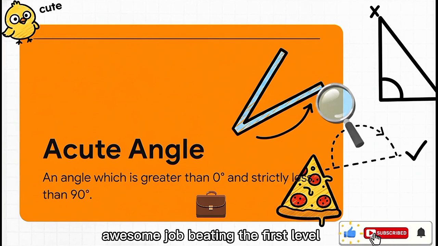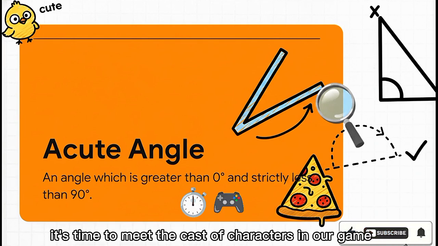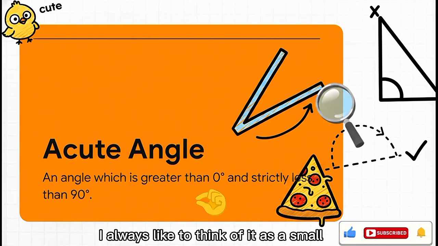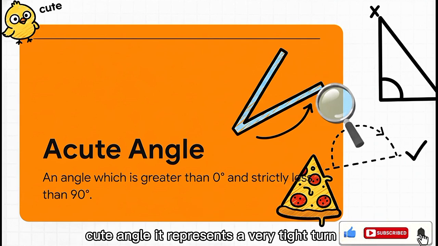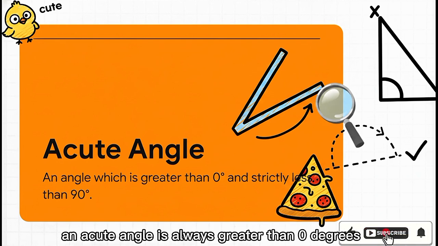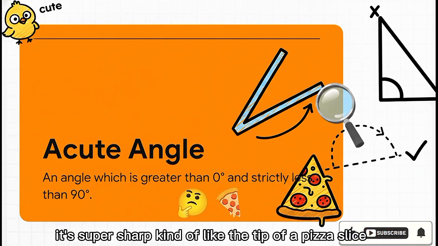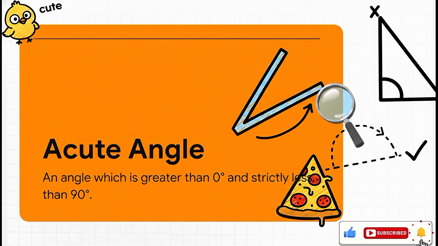Awesome job beating the first level. Now it's time to meet the cast of characters in our game. First up is the acute angle. I always like to think of it as a small, cute angle. It represents a very tight turn. An acute angle is always greater than 0 degrees, but it is strictly less than 90 degrees. It's super sharp, kind of like the tip of a pizza slice.